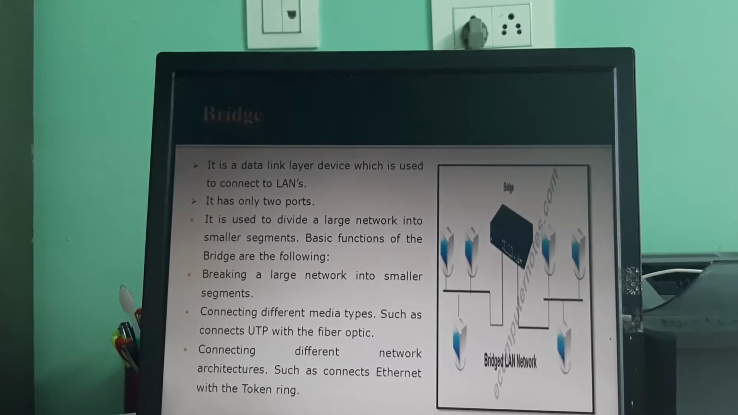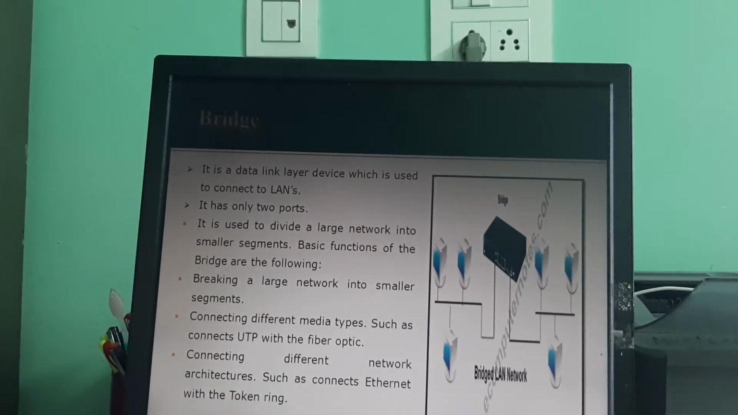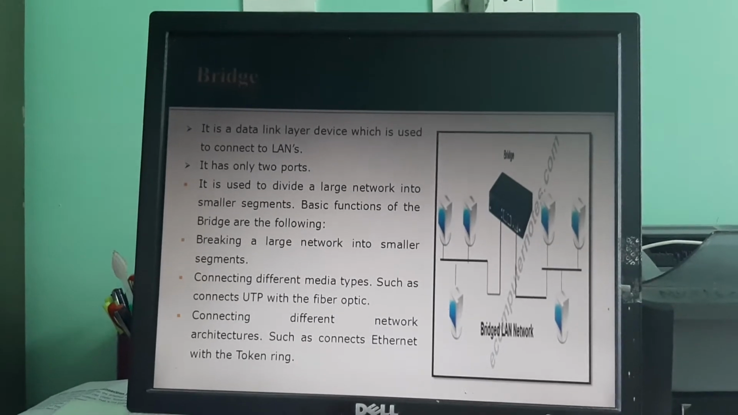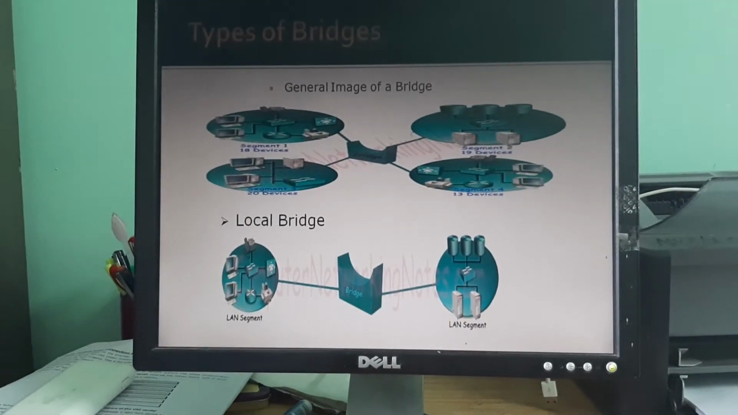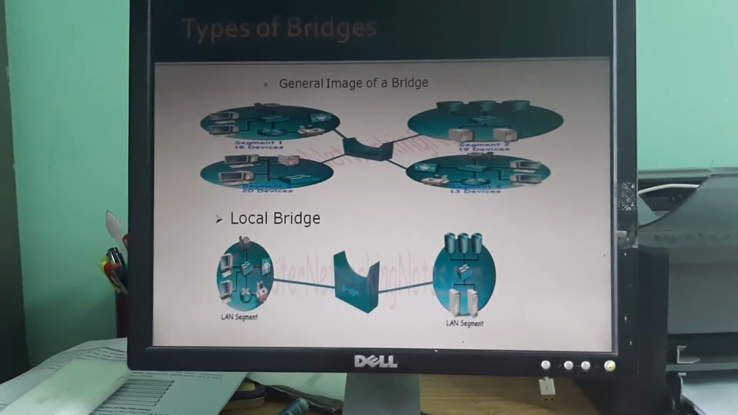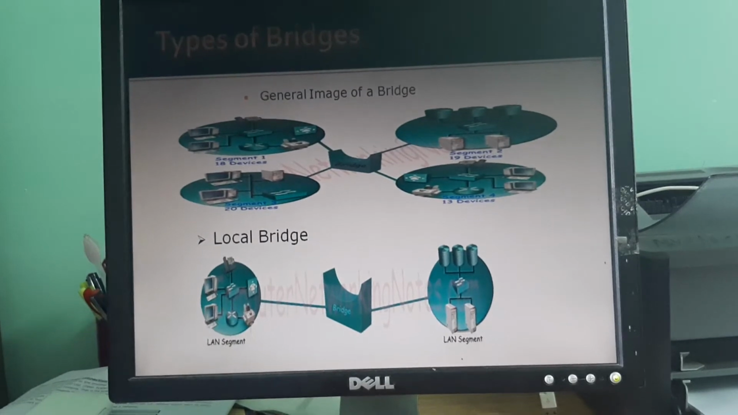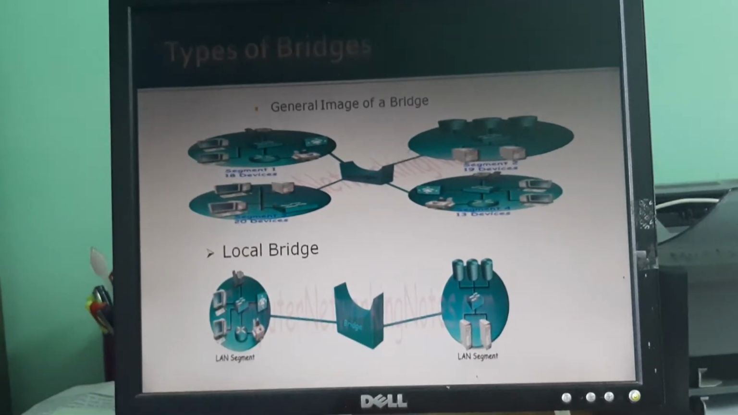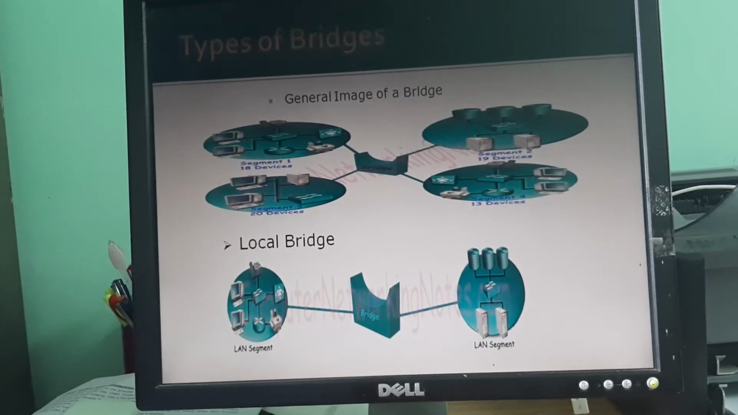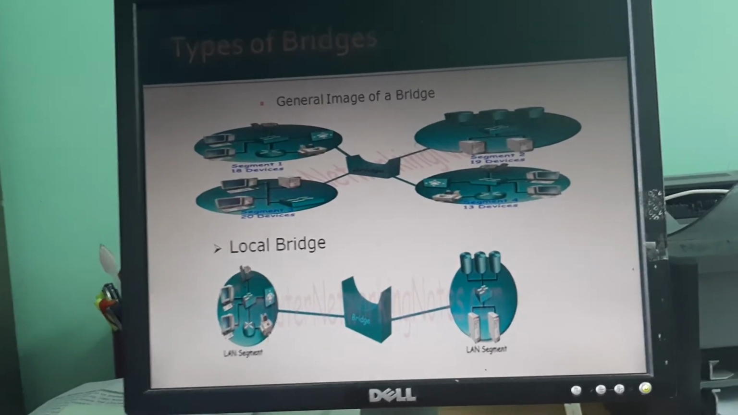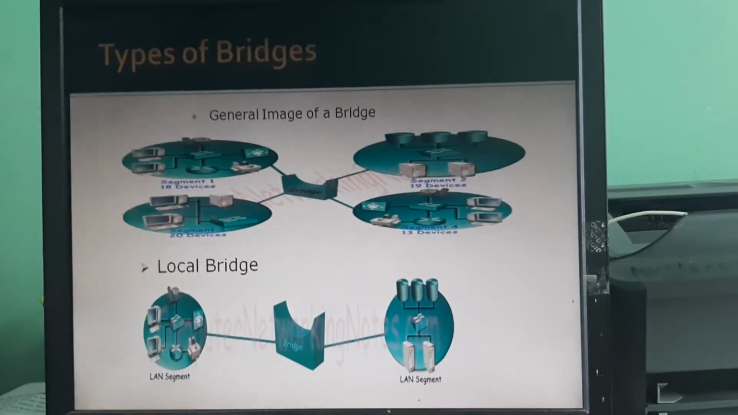Means it breaks large network, as it is mentioned in the diagram. So there are different types of bridges. You see the first diagram, it is a general picture of your bridge, where there are different numbers of computers. In the first part 18 computers, second one 20 devices, third one 19 devices, fourth one 13 devices, which are all connected with a bridge.